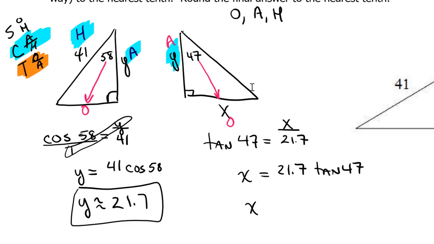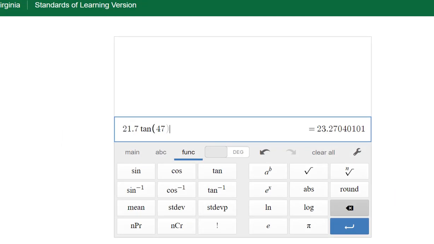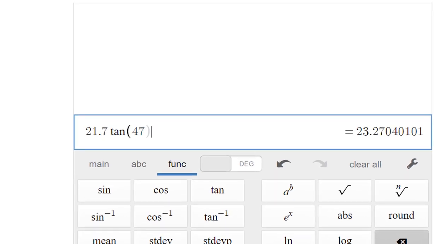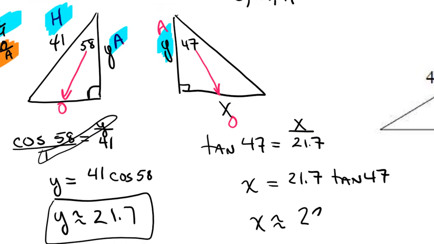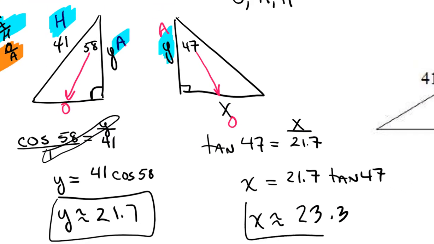Now, you go to the Desmos graphing calculator. Remember, we got to go to the tenths place, so be careful when you type that in. And when you do, boom, 21.7 times tangent of 47. Remember, you're in degree mode. That gives us 23.27. The 7 makes that round up to 23.3. So x is about 23.3. There's the value of x.